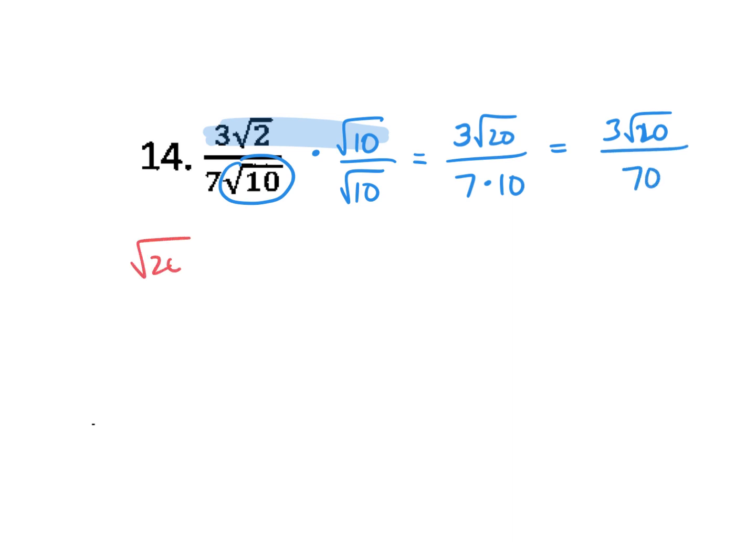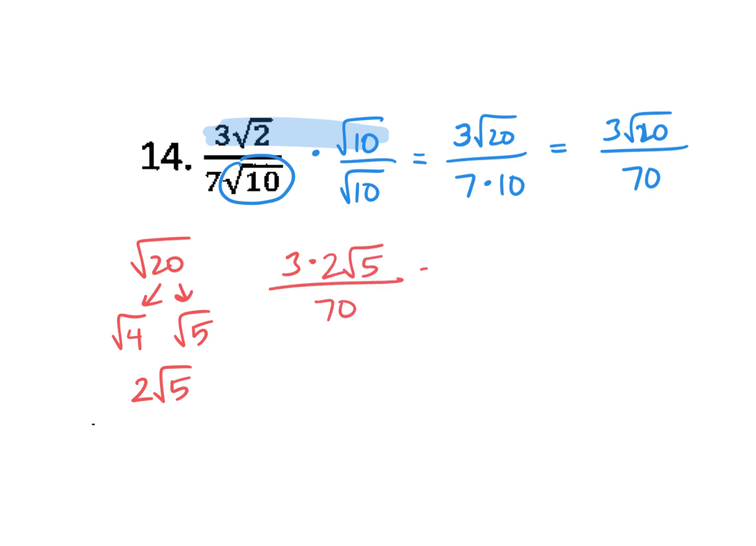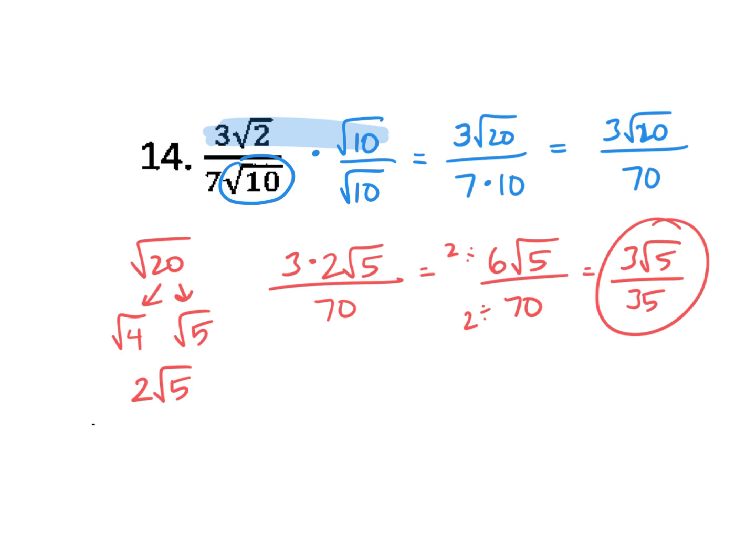And now the square root of 20 we can actually simplify. I can simplify it into the square root of 4 times the square root of 5, which equals 2 square root of 5. So I'm going to rewrite this as 3 times 2 square root of 5 divided by 70. And 3 times 2 is 6 square root of 5 divided by 70. And we can actually simplify this one more time because I can divide the 6 by 2 and the 70 by 2 to give me 3 square root of 5 divided by 35. And that would be your final answer. We cannot simplify 5 and 35 because this is under a square root and this one is not.